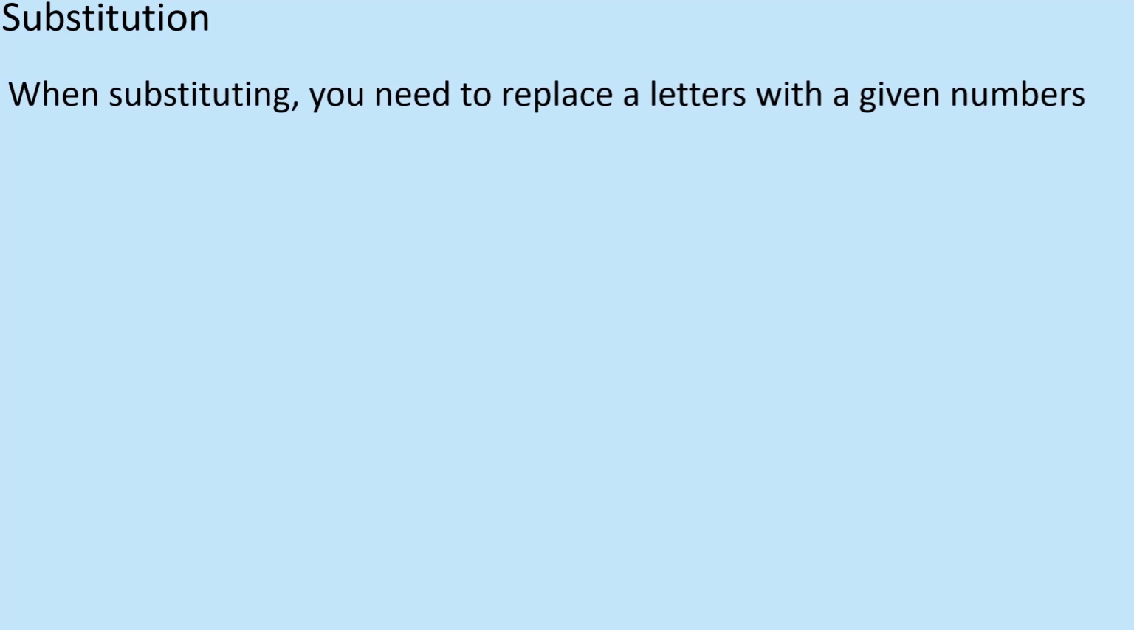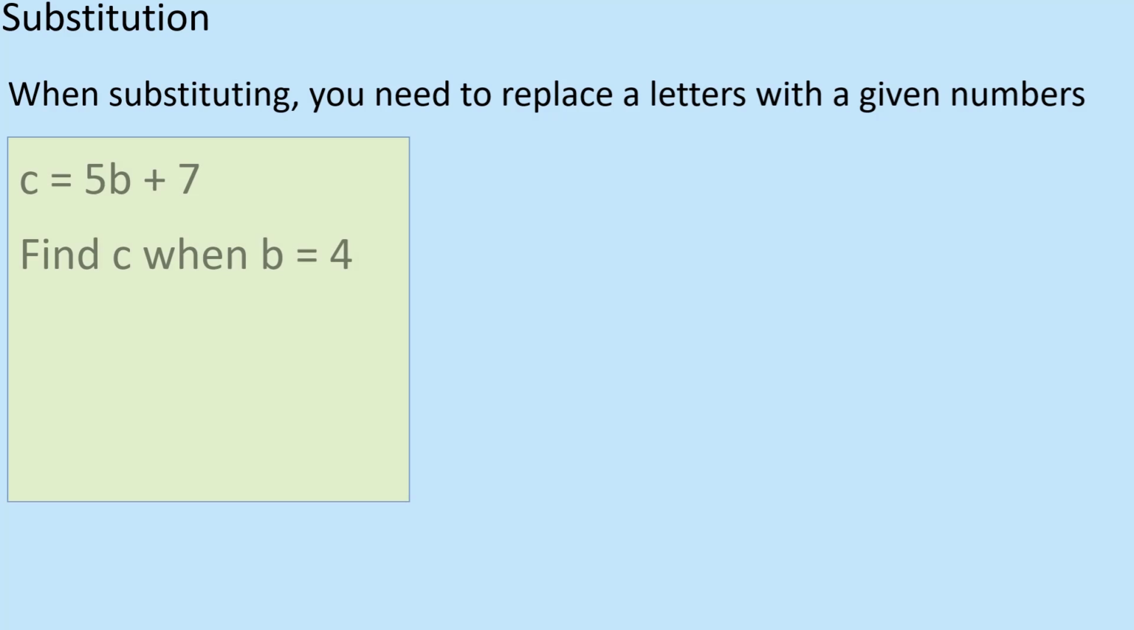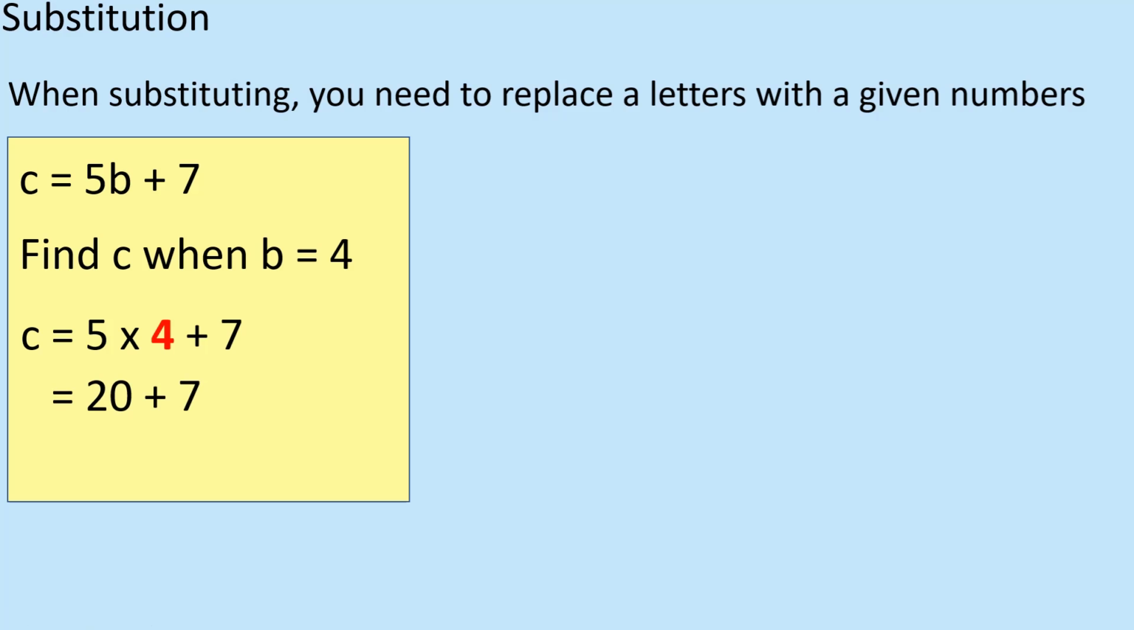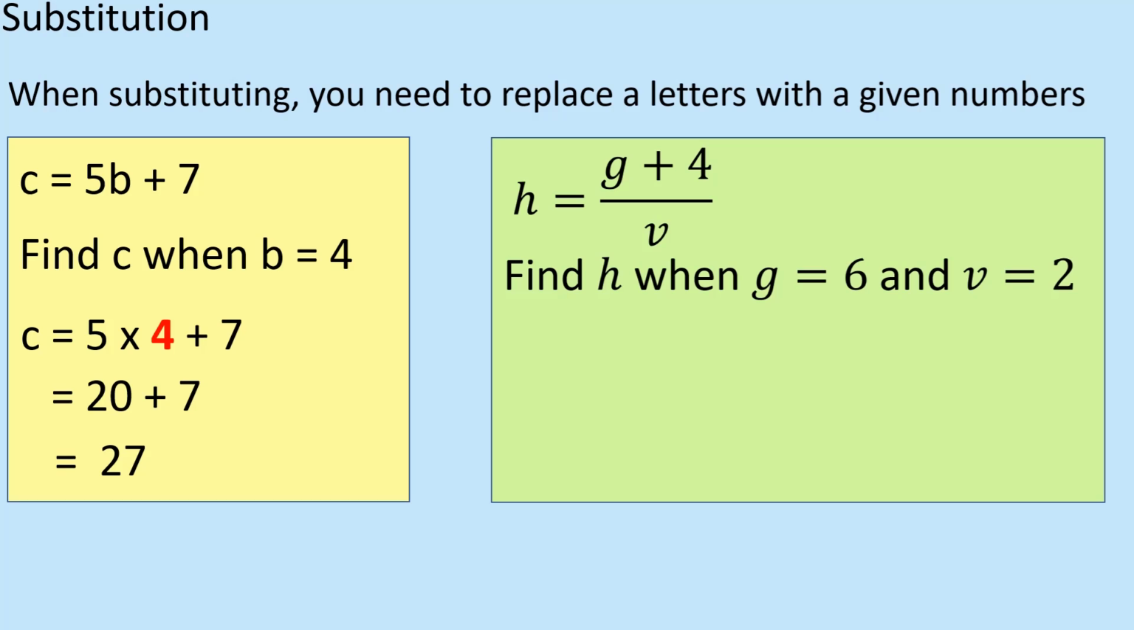You need to replace letters with given numbers, and normally you are given some value to put in. So find c when b is equal to 4. We're going to substitute the value of 4 wherever b is. So b is here, which means 5 times b plus 7. I'm going to replace this with 5 times 4 plus 7. 5 times 4 is 20, plus 7, which is 27. Easy.